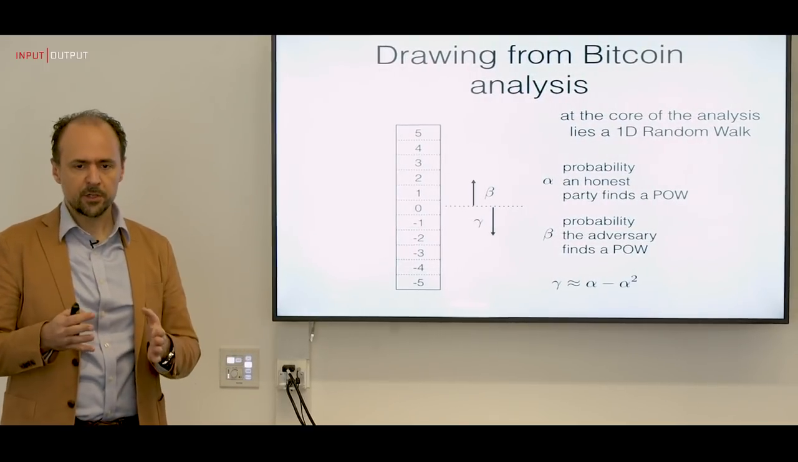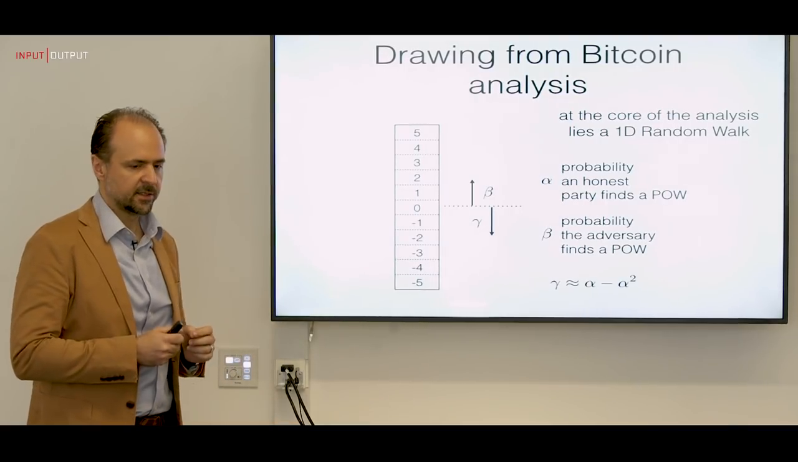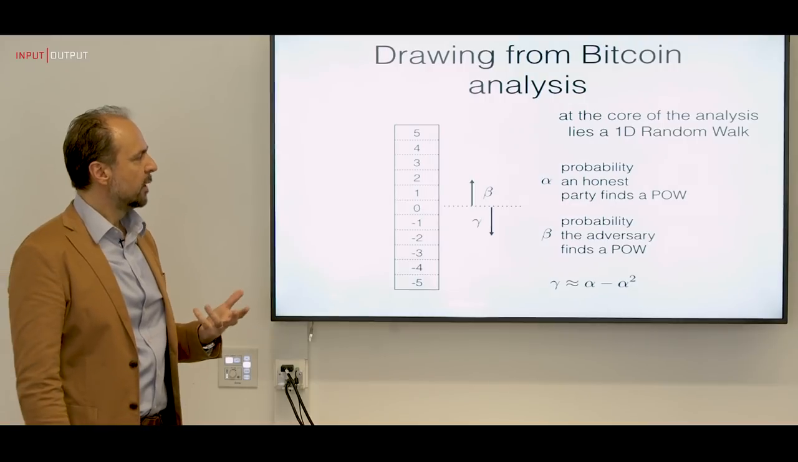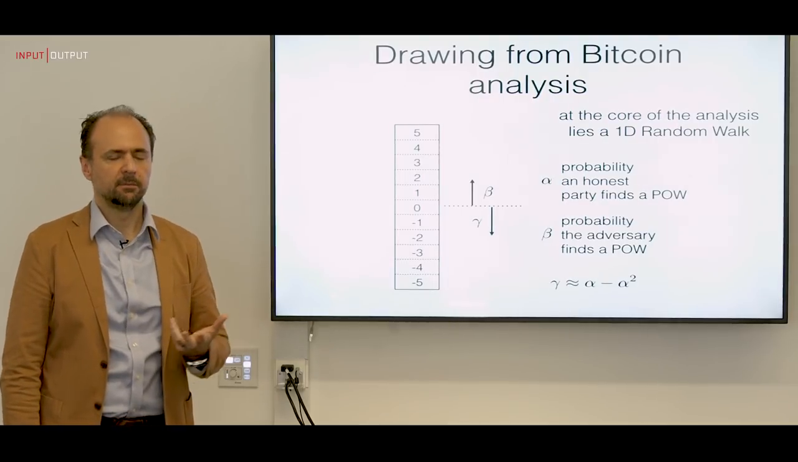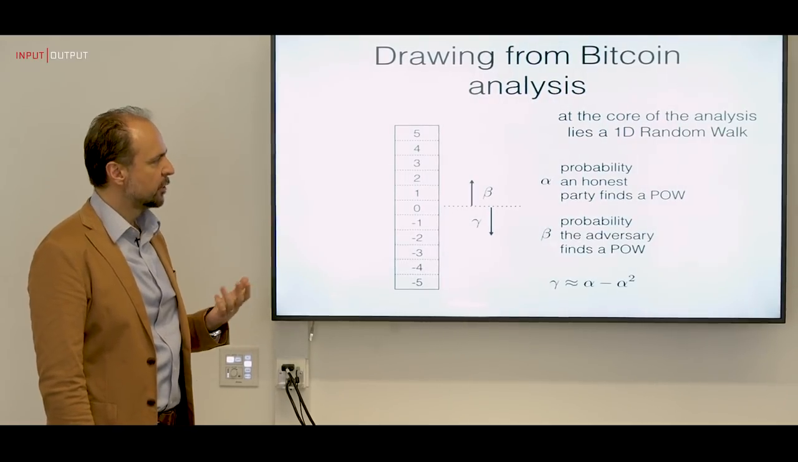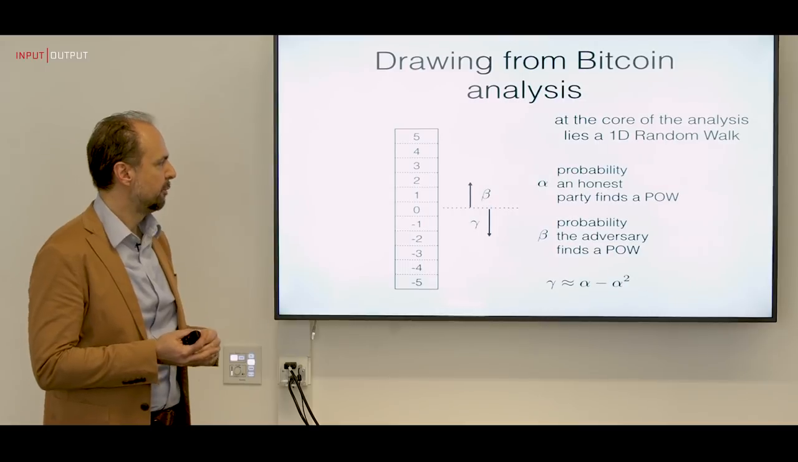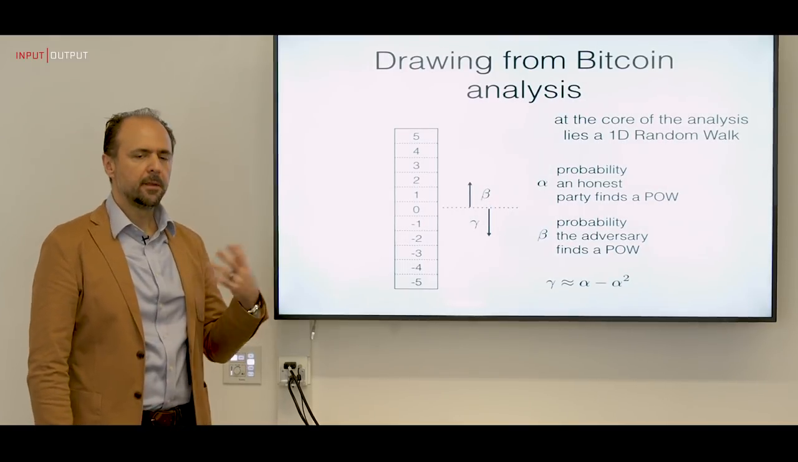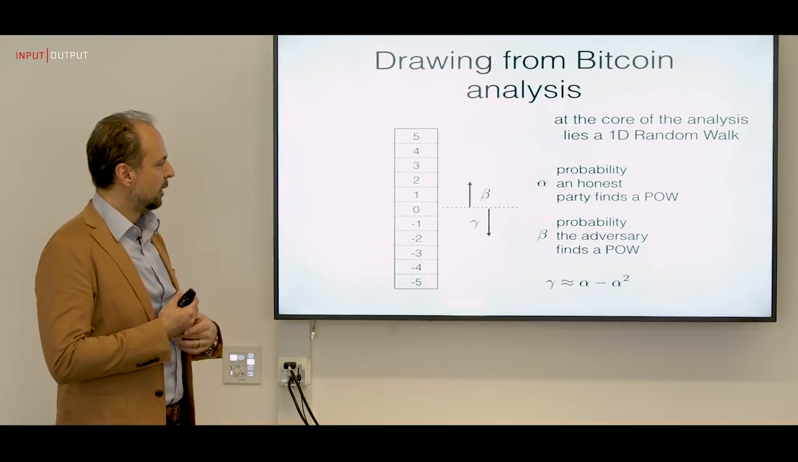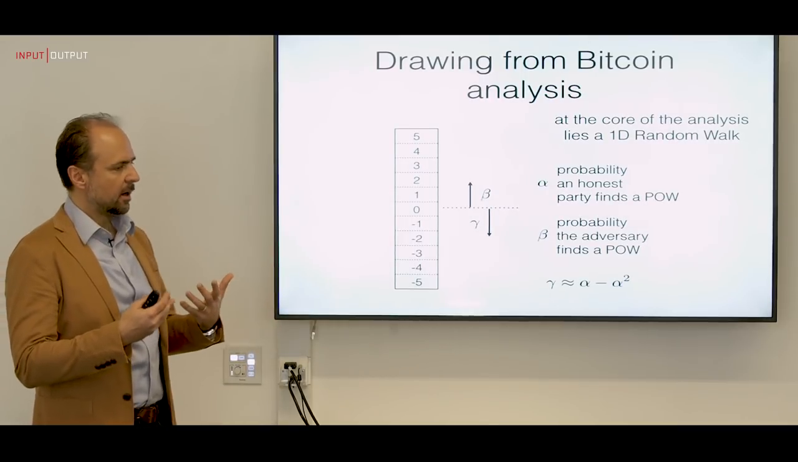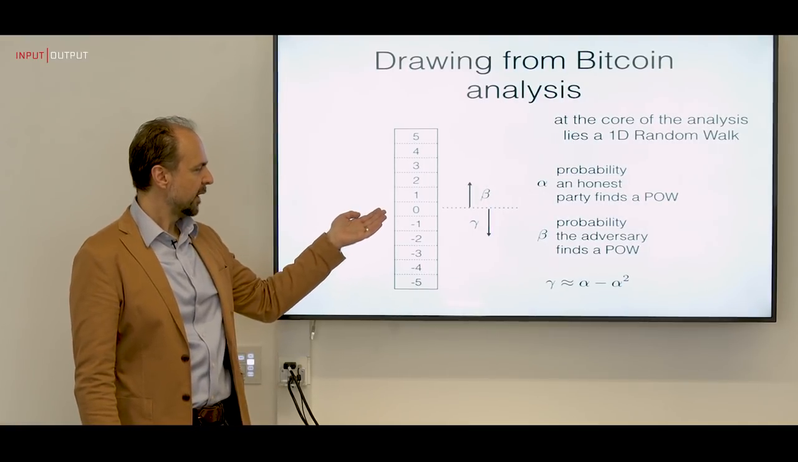How can we show eventually that the protocol converges to a single history? Because this is the fundamental question. So drawing from Bitcoin analysis, random walks play a fundamental role. A one-dimensional random walk, actually, is what you can find at the core of the security analysis of Bitcoin. So this random walk, you can think of it as follows. Imagine that there are the bad guys and the good guys. Every time that the bad guys find a proof of work, you can imagine that there is this random walk advancing upwards.